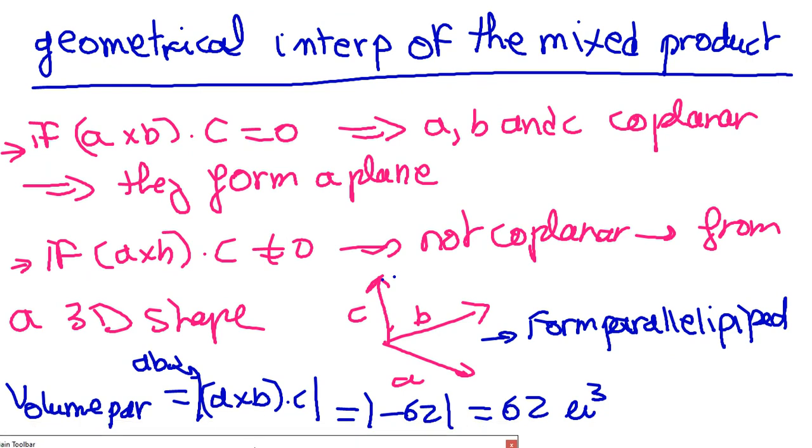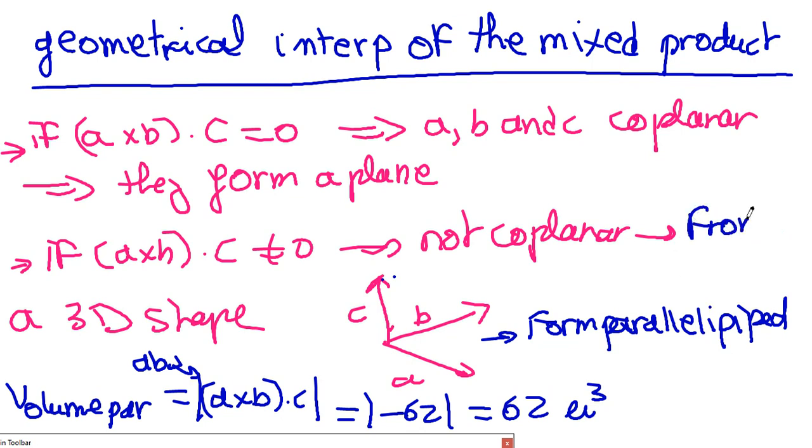Now, how can I give the geometrical interpretation of this mixed product? If A vector B dot C is equal to 0, it means A, B, and C are coplanar. What does coplanar mean? It means they are in the same plane, so they form a plane. Sometimes I can ask you to show that they are coplanar, so it's enough to do the mixed product. If it's 0, they are coplanar. If it's not 0, they are not coplanar. What does that mean? It means they form a 3D shape.